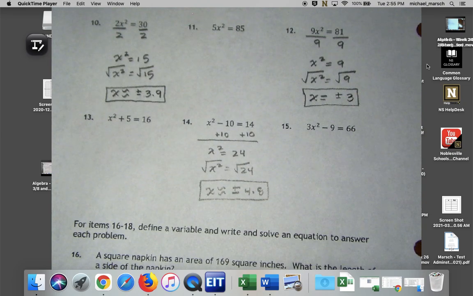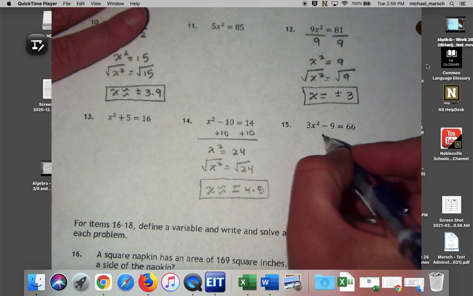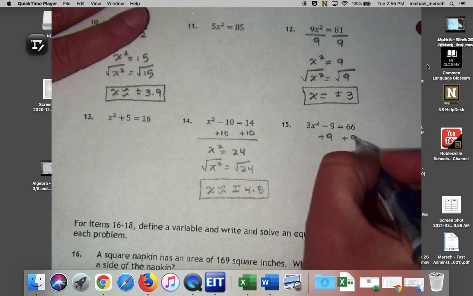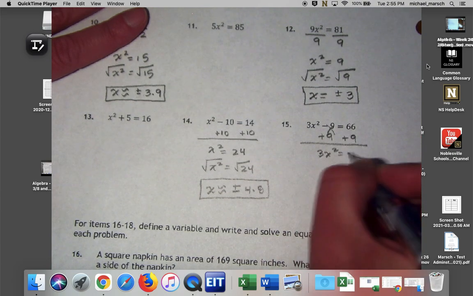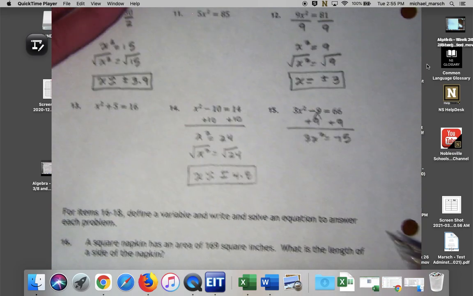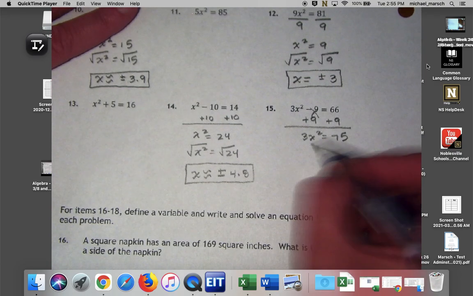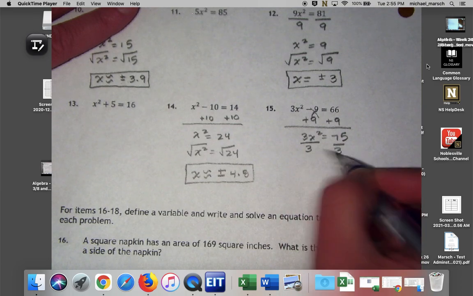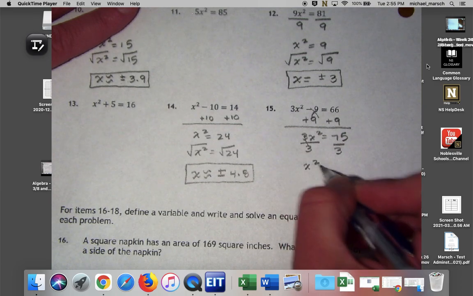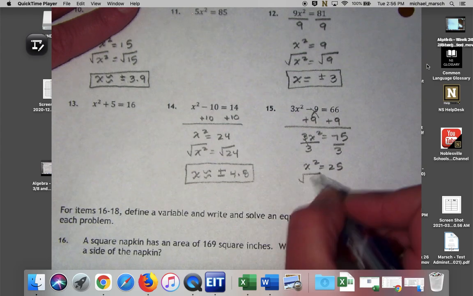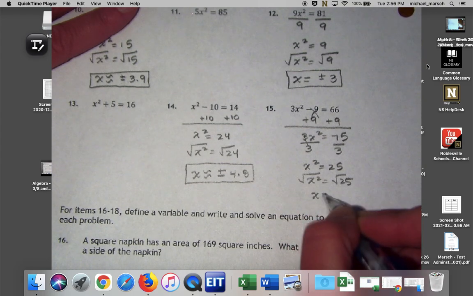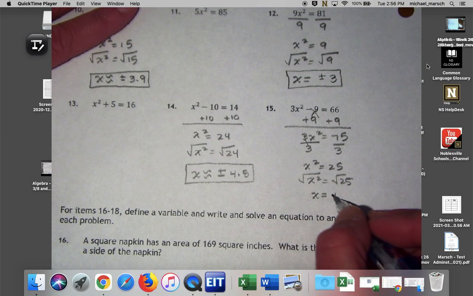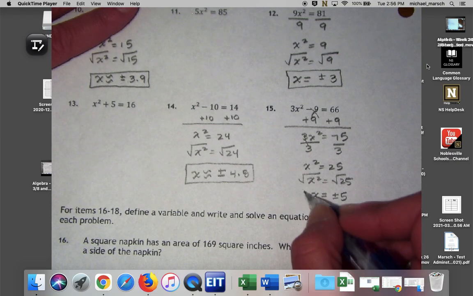Okay, then number 15, again, don't let it scare you. We just have to do a couple steps. So the first thing I'm going to do is add 9 to both sides. So now I have 3x squared equals 75. Then I'm going to divide by 3 on both sides. 25. Okay. Square root of x squared equals square root of 25. X will equal exactly positive or negative 5.